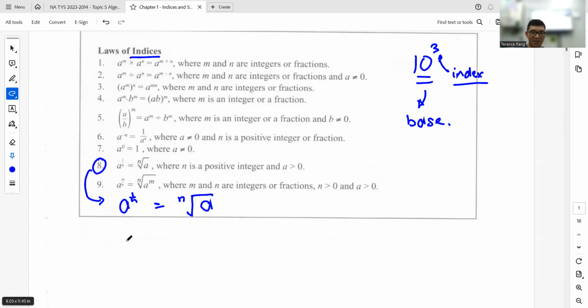Okay, law number 8: a to the power of 1 over n can be rewritten as the nth root of a. So a to the power of 1 over n can be written as the nth root of a. Let me explain again with numbers, since working with numbers is easier for you. Let's say 100 to the power of 1 over 2, so 100 to the power of half, basically. 100 to the power of half can be rewritten as the square root of 100.